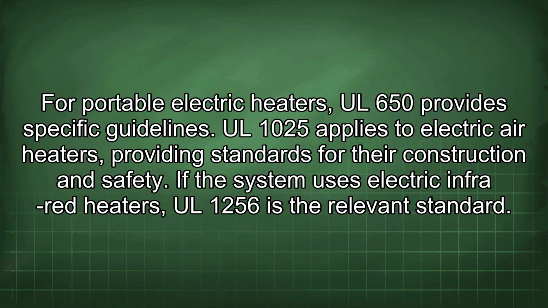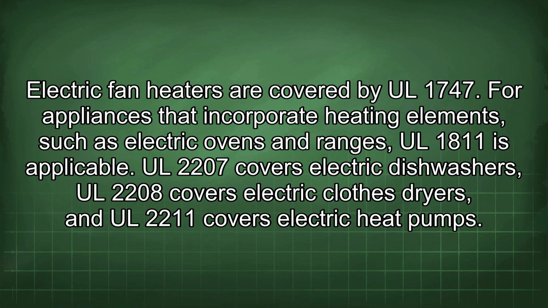For portable electric heaters, UL 650 provides specific guidelines. UL 1025 applies to electric air heaters, providing standards for their construction and safety. If the system uses electric infrared heaters, UL 1256 is the relevant standard. Electric fan heaters are covered by UL 1747. For appliances that incorporate heating elements, such as electric ovens and ranges, UL 1811 is applicable. UL 2207 covers electric dishwashers, UL 2208 covers electric clothes dryers, and UL 2211 covers electric heat pumps.